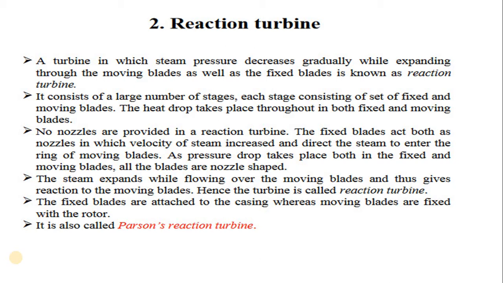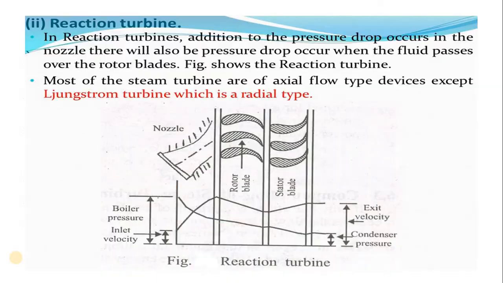The fixed blades are attached to the casing and are in a static condition, whereas the moving blades are fixed to the rotor, and that rotor is attached to the shaft, and the output is mechanical energy. Another name for the reaction turbine is the Parsons reaction turbine. The degree of reaction in this case is 50%. So this is all about the construction as well as working of the reaction turbine.